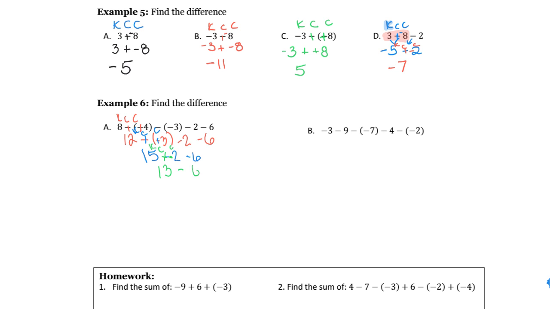Now it's -6. And then we do keep, change, change. 13 plus a -6. Same thing as 13 minus 6. So that is 7. So then that's our answer. All right, so I want you to pause and try letter B, okay? So pause and try letter B.